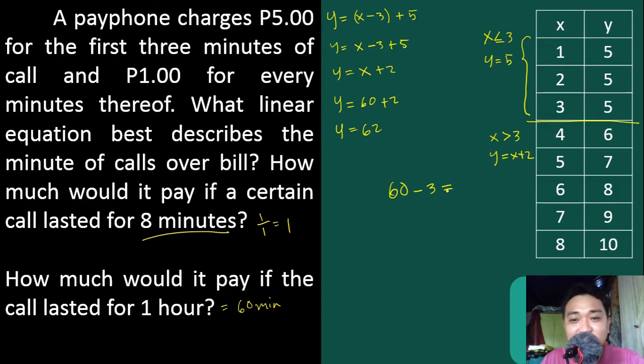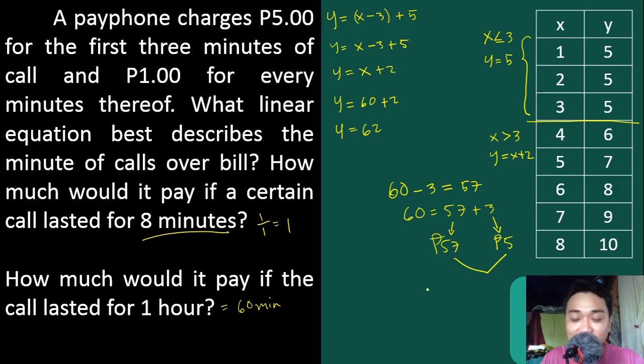Ayan. So 60 minus 3 is just 57. Let us transpose negative 3 to the other side. That is 60 is equivalent to 57 plus 3. Ayan. So eto, sa 3 minutes calls, ang babayaran natin is 5 pesos. Tapos sa 57 calls, ang babayaran natin is 1 peso per minute. 57 minutes. So, ang babayaran natin malamang is 57 pesos din. Kasi 1 peso per minute.